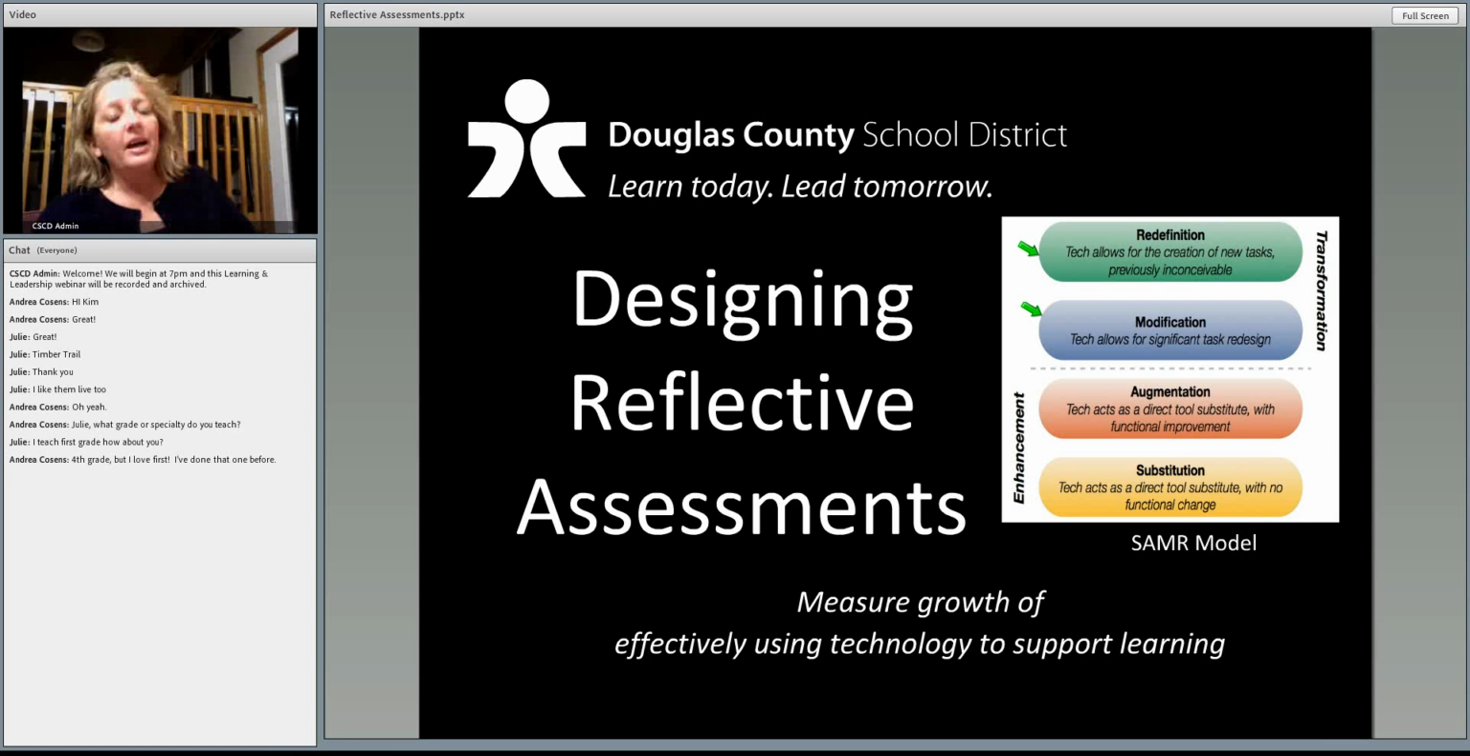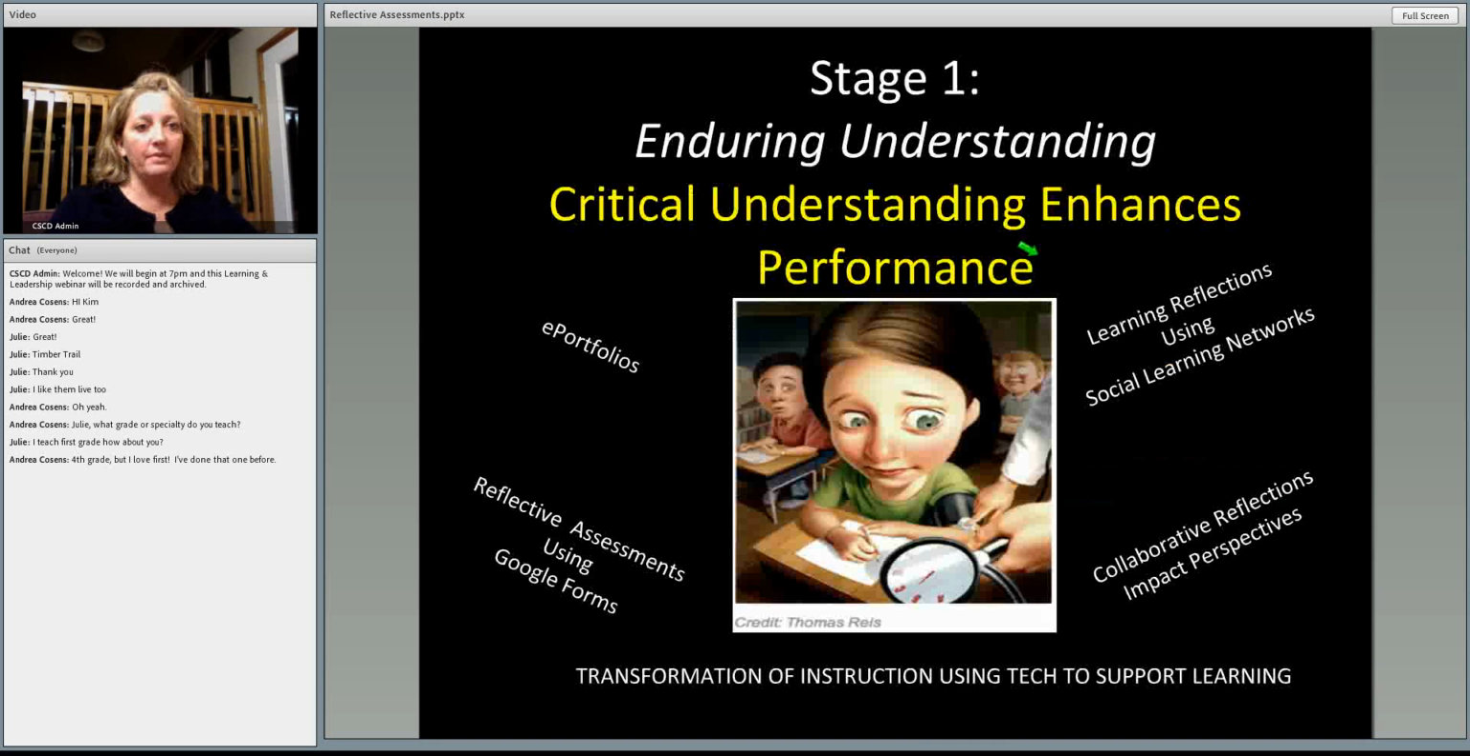And at the highest level, we're looking for technology to allow the creation of new tasks previously inconceivable, something you never would have thought of doing with your learners, but because of technology, we're now able to try things. So we're going to use this SAMR model throughout our discussion and see if we can think about how we would refresh even the examples I'm giving you.